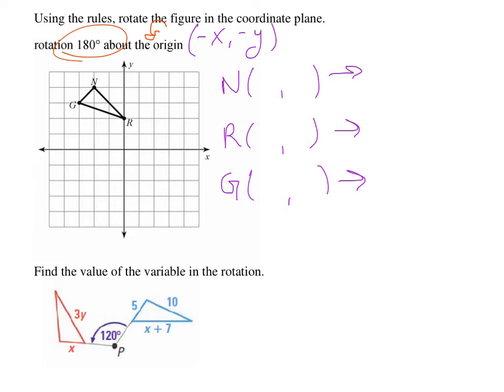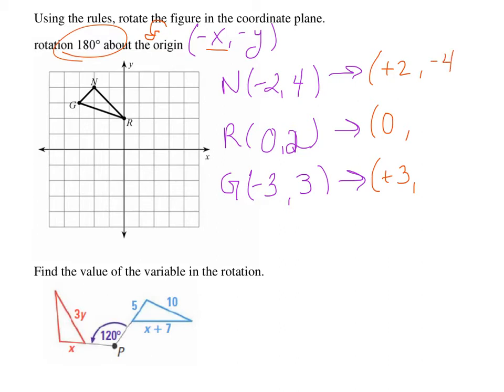The original coordinates that we've got for g is negative 3, 3, for n is negative 2, 4, and for r is 0, 2. So when we switch them around, if you notice, their x's are in the same location, but they're opposite signs. So we're going to have a positive 2. Here we'll have a 0 still. Here we'll have a positive 3. But then my y's are going to be the opposite sign as well. So I need to have a negative 4, negative 2, and then negative 3.